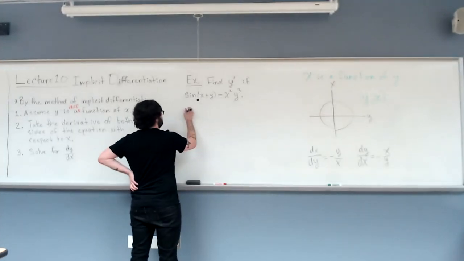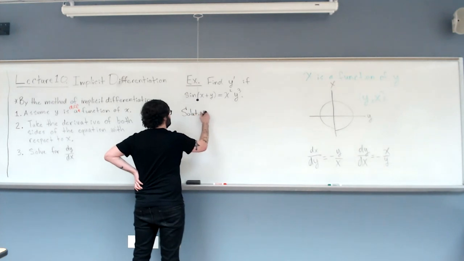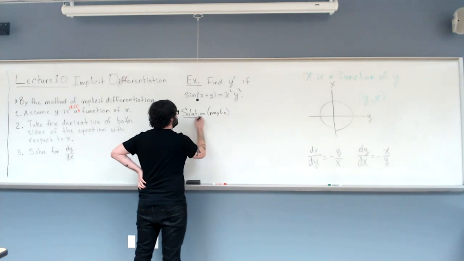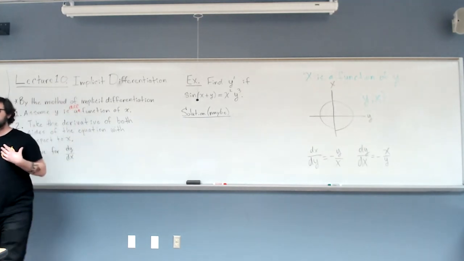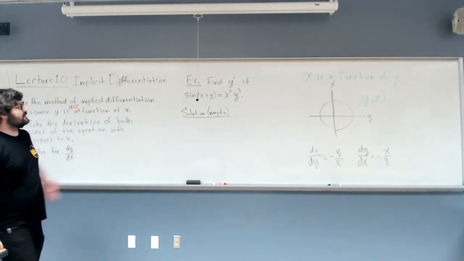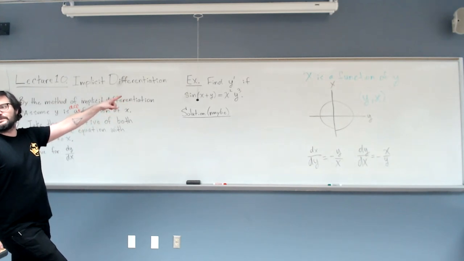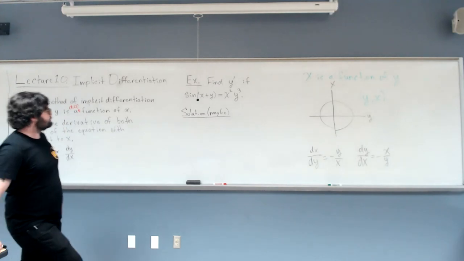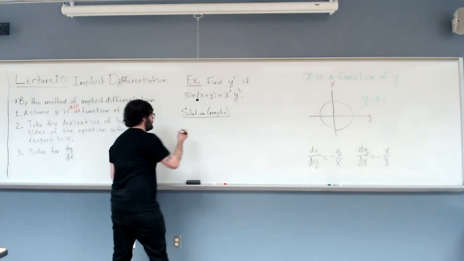Okay, so solution, maybe. All right, so we have to pick what we're going to do. Well, in this case, it's telling us to explicitly find y prime. We need an equation for that somehow. Okay? So we just apply the derivative with respect to x as an operator on both sides.